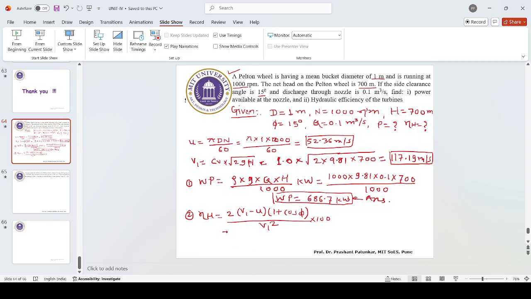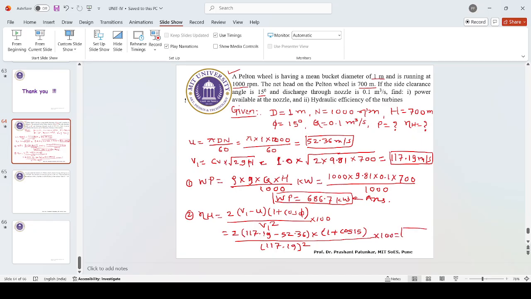If I put these numbers in this formula, that is 2 into the velocity of the jet, calculated as 117.19, minus the velocity of the bucket or the tangential velocity, calculated as 52.36 meter per second, into 1 plus cos phi, where phi is mentioned as 15 degrees, and divided by V1 square, the velocity of the jet V1 equal to 117.19, squared, multiplied by 100.